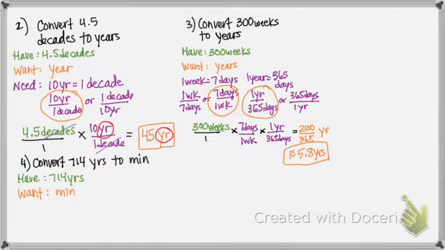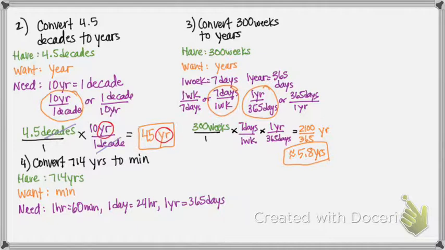Okay, and then what do we need? Oh, we need a lot. Let me think. Minutes could go to hours, so I'm going to start with that. So 1 hour equals 60 minutes. Let's see, hours could go to days. So 1 day is 24 hours. Okay, and then I need to go from days to years. So 1 year is 365 days.